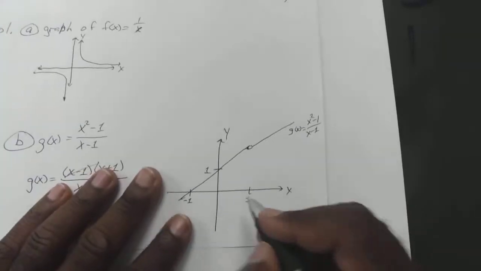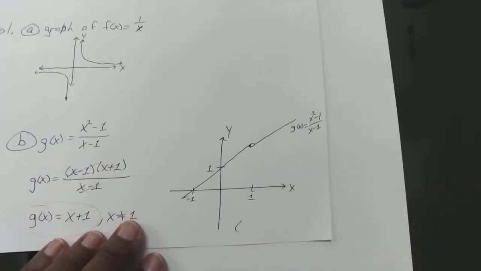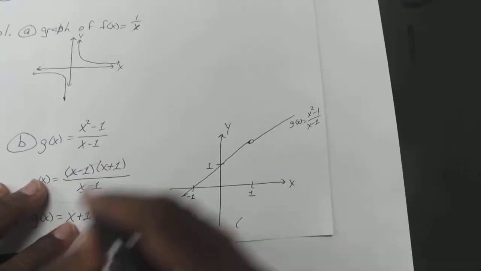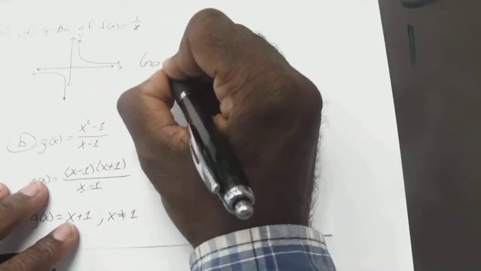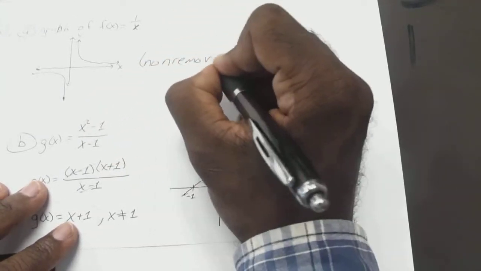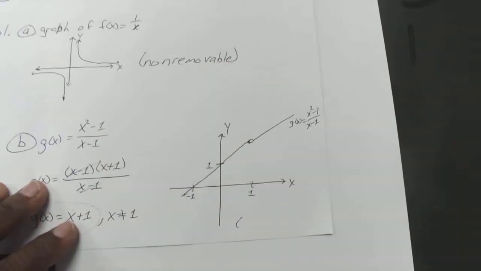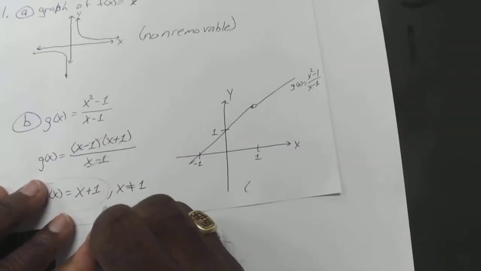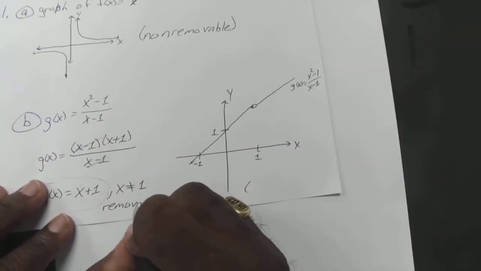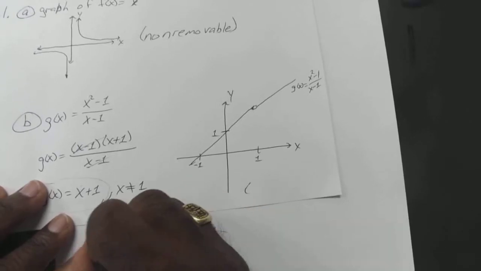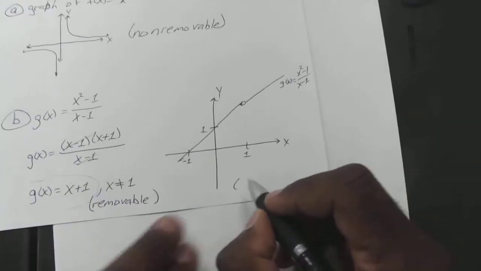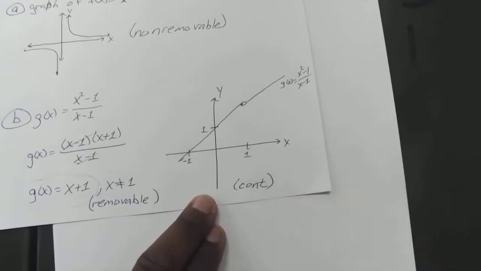Okay, so for C, let me write continued down here. So that would be removable? Yep, this one's removable. Oh, that's right, I didn't put that. Thanks for letting me know. Non-removable for A and removable for B. Okay, so we're going to continue on the next page.